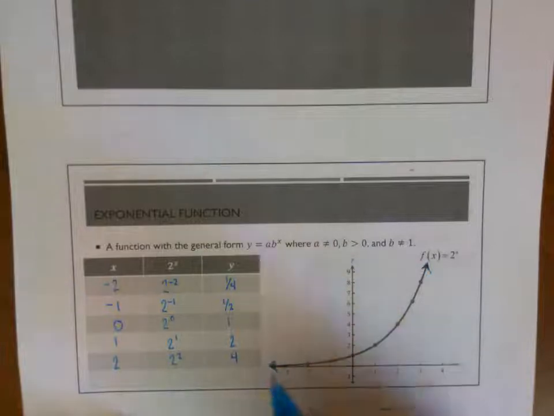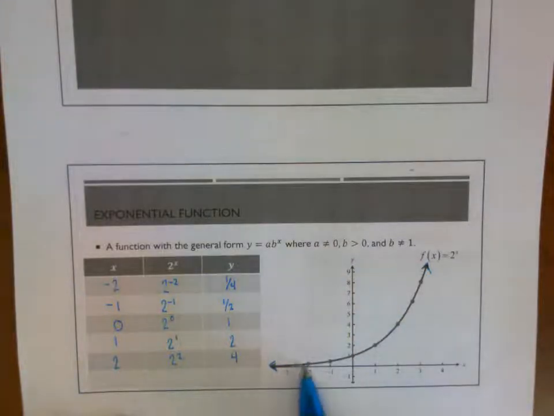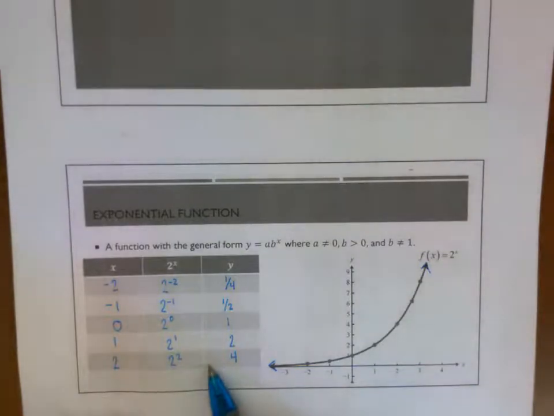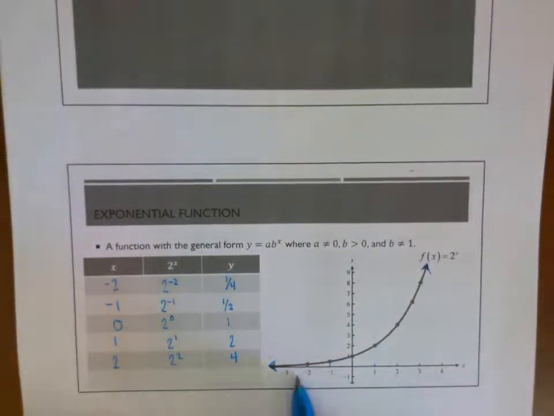And this arrow on the left end is what I want to pay special attention to. What's going to happen is that it's going to get really, really close to the x-axis, but it's never actually going to touch it. In other words, y is never going to equal 0. Why do you think that y will never equal 0?